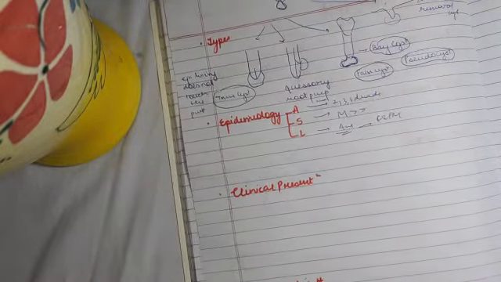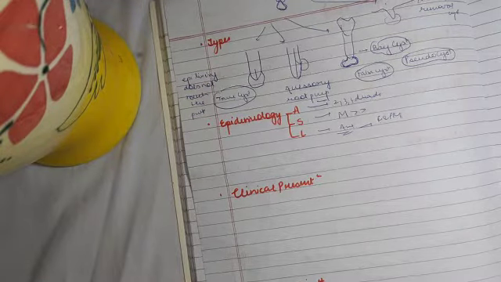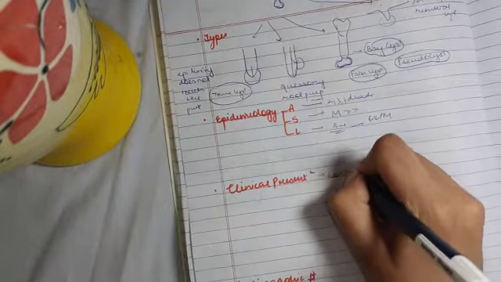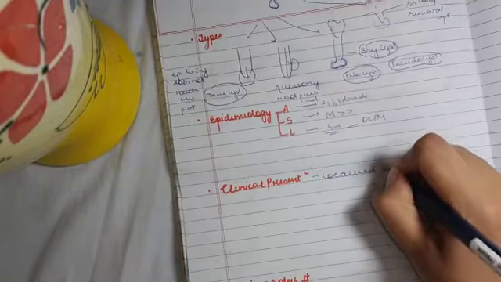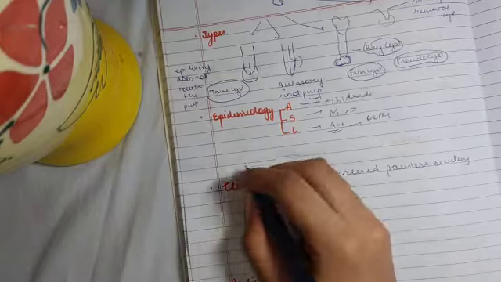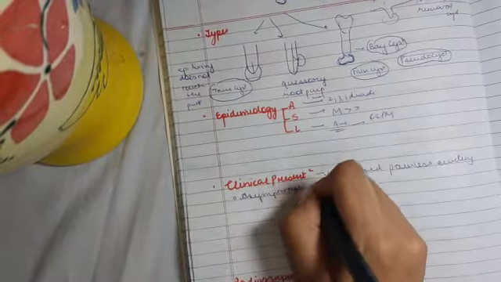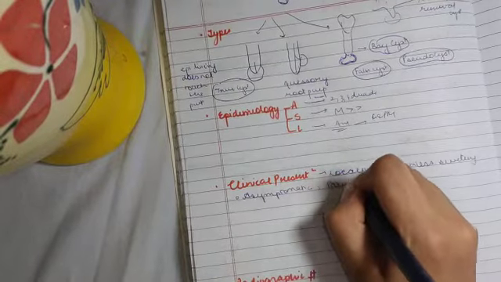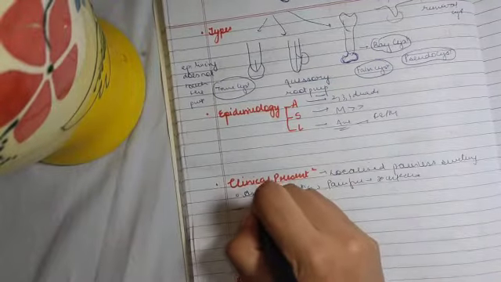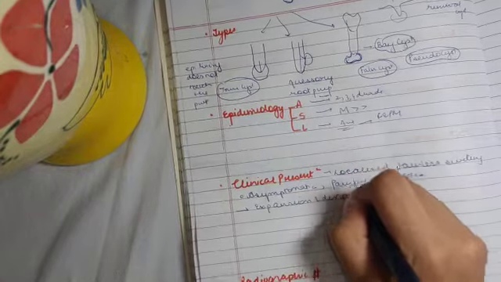Now in the clinical presentation of radicular cyst, what we see is that it is basically a localized painless swelling, right? So we will write about it as localized painless swelling. It is usually asymptomatic, painful when secondarily infected. Then you will mention about expansion and distortion of cortical plates.